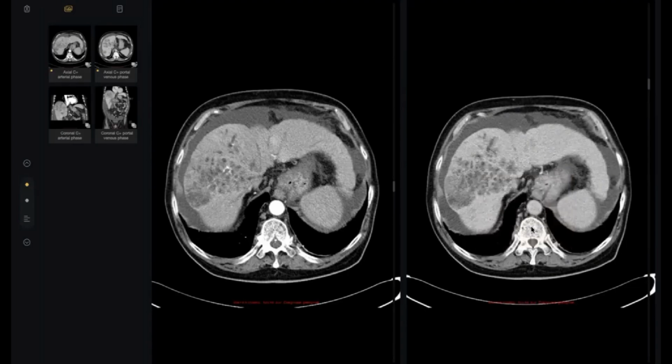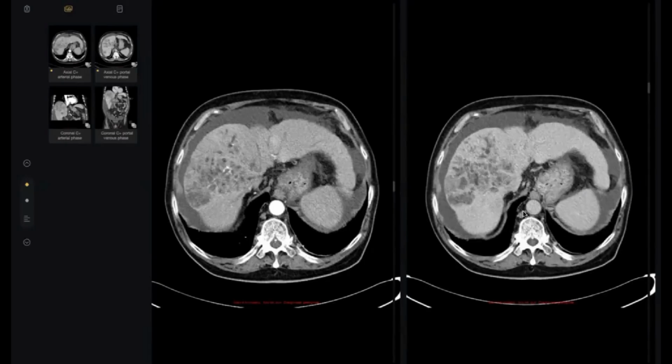If I told you this is the venous, portovenous phase, and this is the same slice as this one, what happened from here to here? What do you think? There is an increase in the size of the necrotic space within the mass lesion.